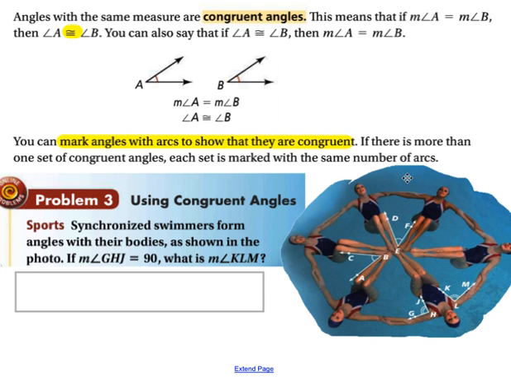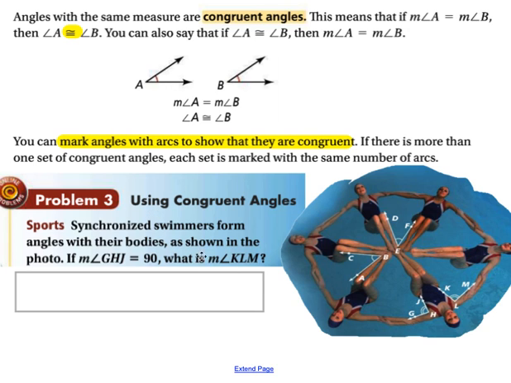Angles with the same measure are called congruent angles. That means that their measures are equal. Here's the sign for congruent. It's an equal sign with a little squiggly above it, and that means congruent. Congruent means absolutely the same measure. You can mark angles with arcs to show that they're congruent, and you'll see that right here in this example. This little red mark, those little arcs, indicate that those two angles are equal or congruent.